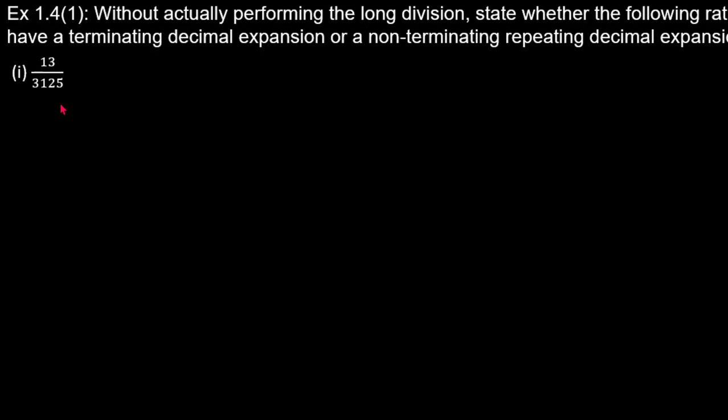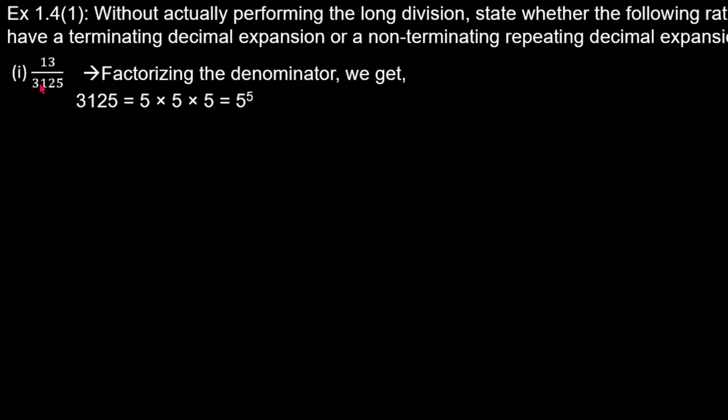First, 13 by 3125. First of all, we have to see whether q is in the form of 2 raised to power n into 5 raised to power m. So we will factorize it. Okay. So let us factorize the denominator. If we divide it by 5, we get 5 into 5 into 5, 5 times. Actually, it should be 5 times. Okay. So we get 5 raised to power 5.